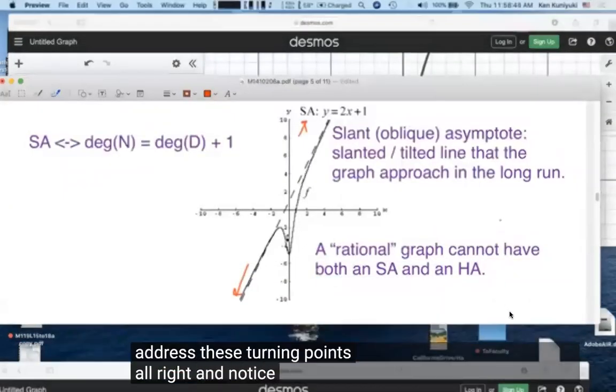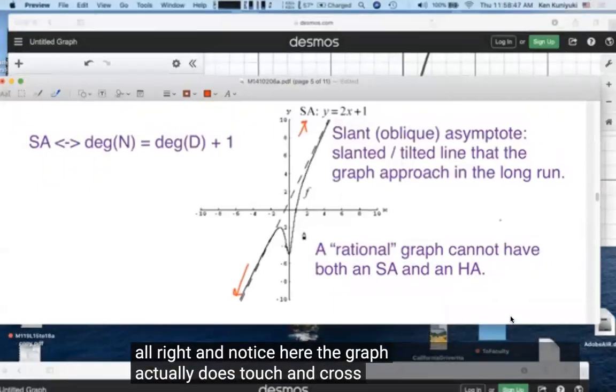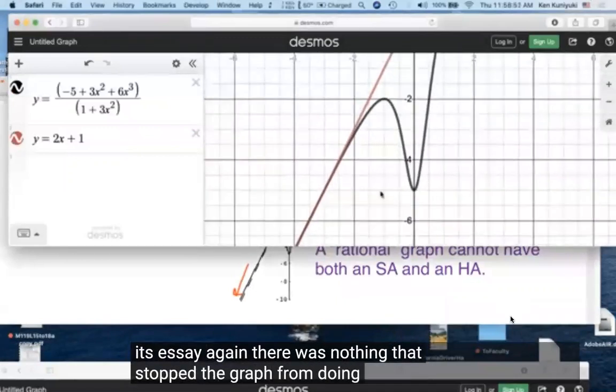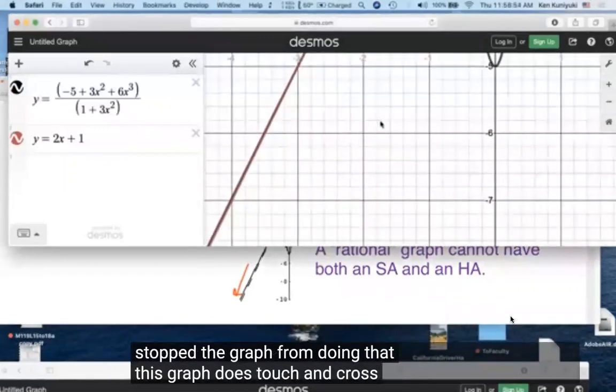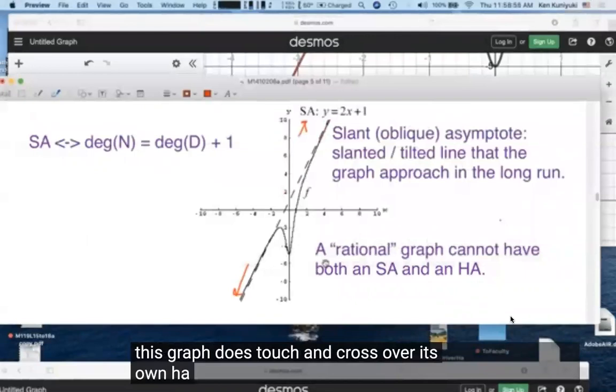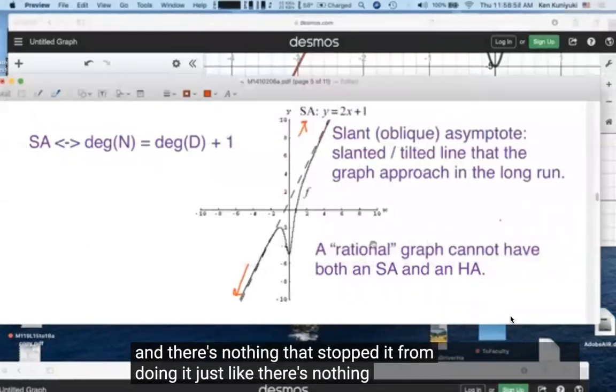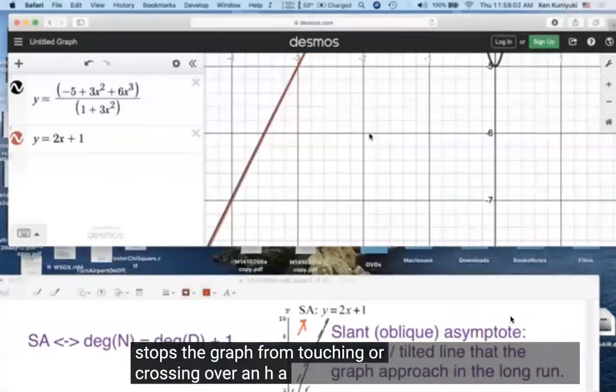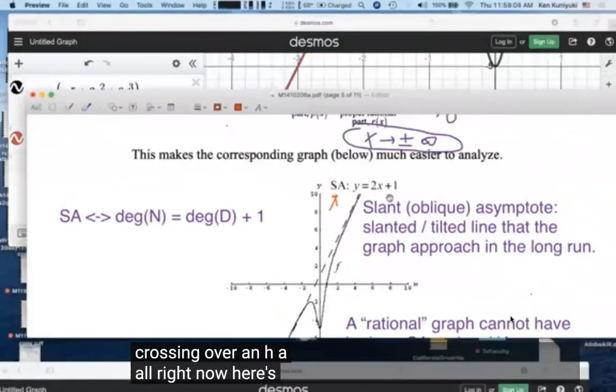All right. But notice here, the graph actually does touch and cross over its SA. Again, there was nothing that stopped the graph from doing that. This graph does touch and cross over its own HA, and there's nothing that stopped it from doing it. Just like there's nothing that stopped the graph from touching or crossing over an HA. All right. Now here's my question to you.